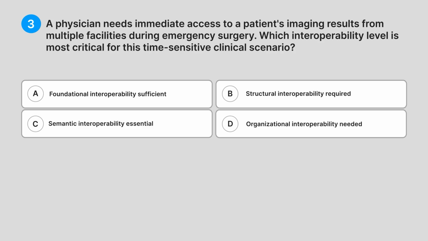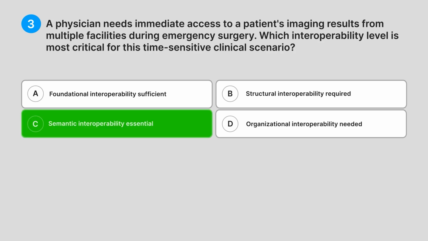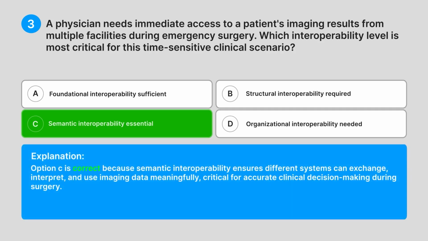Correct answer, C. Semantic interoperability essential. Explanation: Option C is correct because semantic interoperability ensures different systems can exchange, interpret, and use imaging data meaningfully, critical for accurate clinical decision-making during surgery.